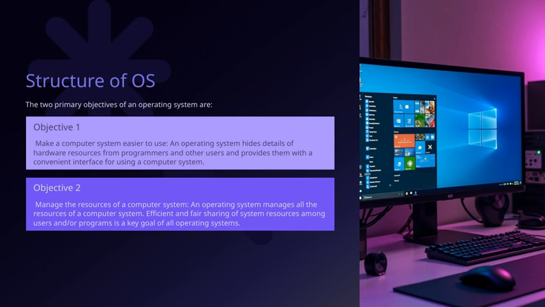The second key objective is resource management. The operating system acts like a skilled manager, overseeing all the resources of the computer, be it CPU time, memory, or input-output devices. Its goal here is to ensure that these resources are shared efficiently and fairly among all users and programs. This balance is crucial because it keeps the system running smoothly and ensures everyone gets a fair share of the available resources. Connecting these points to our overall theme, these objectives highlight how the operating system is fundamentally about simplifying user experience while maintaining optimal system performance through effective resource management.